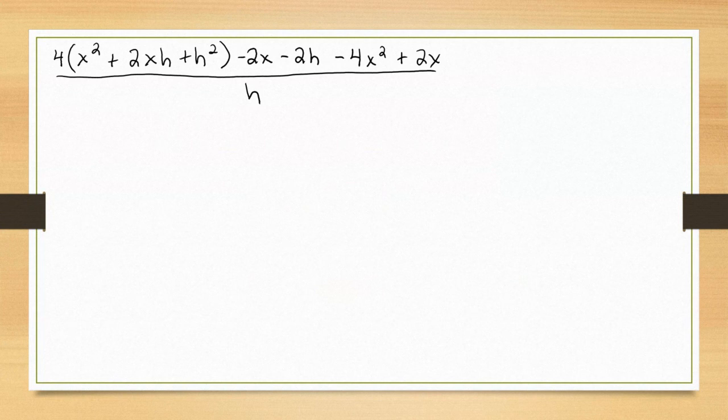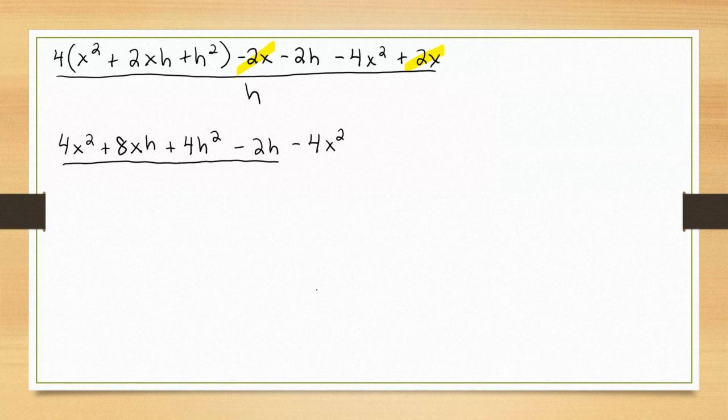So now we need to simplify. And luckily, what's nice here is the minus 2x and the plus 2x, those cancel. So I can cancel those out right away. But now I need to distribute by 4 through the parentheses. So I get 4x squared plus 8xh plus 4h squared. Now what didn't cancel is minus 2h minus 4x squared, and then this is all over h.